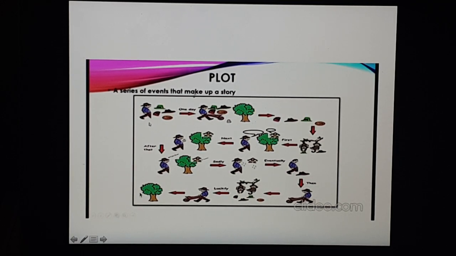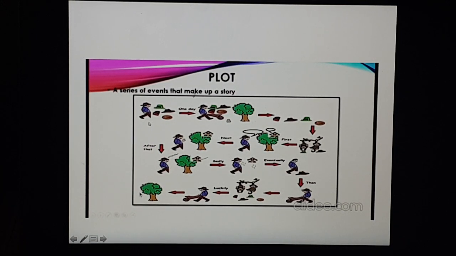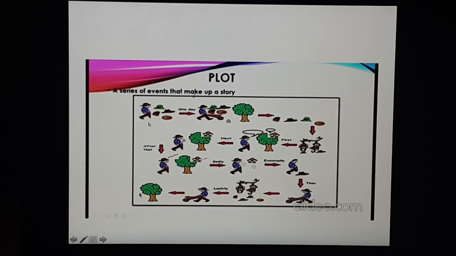Like first we are talking about a man, then suddenly an animal appears, or we talk about a person having lunch, then suddenly he's having dinner. So the plot should go in a proper manner or proper sequence. That is called the plot of the story.